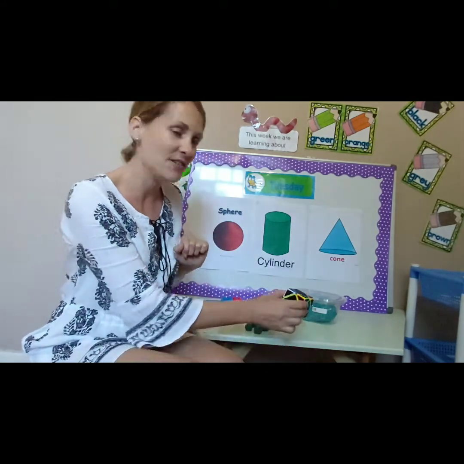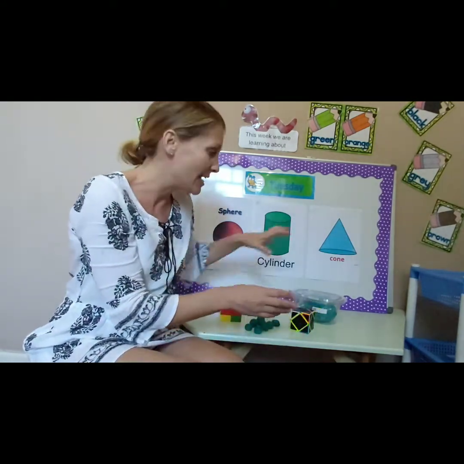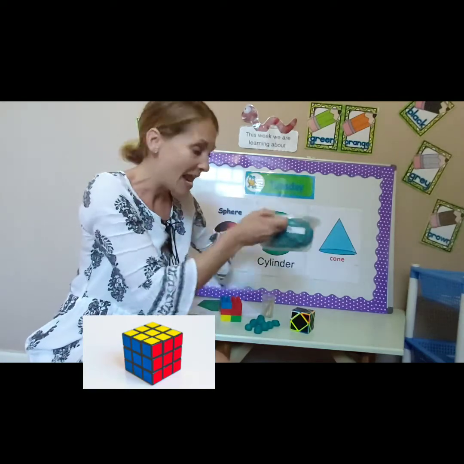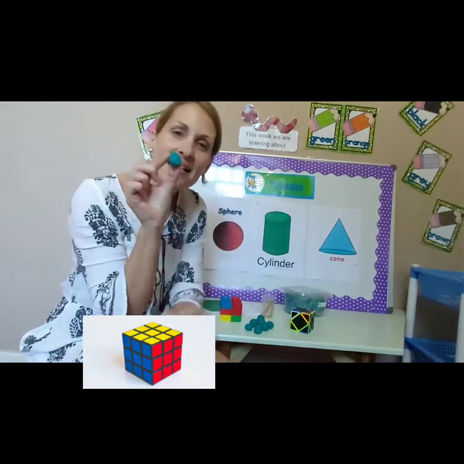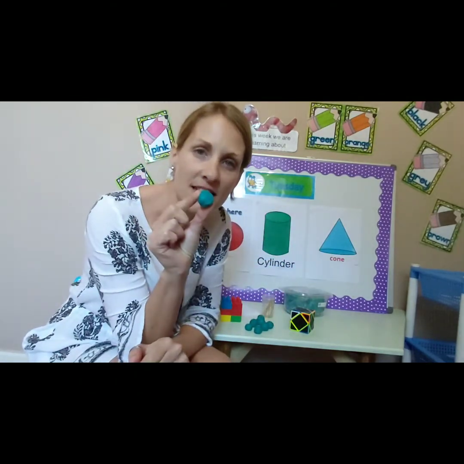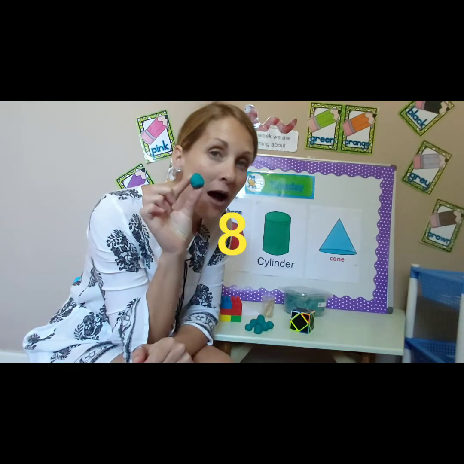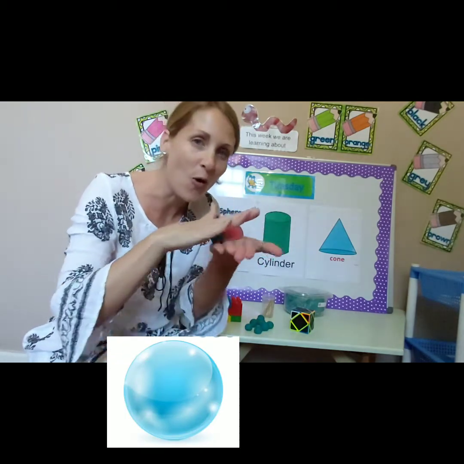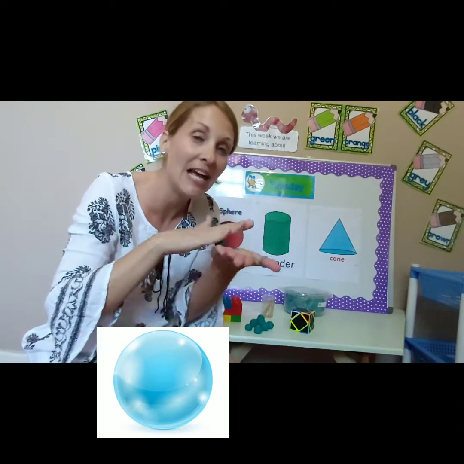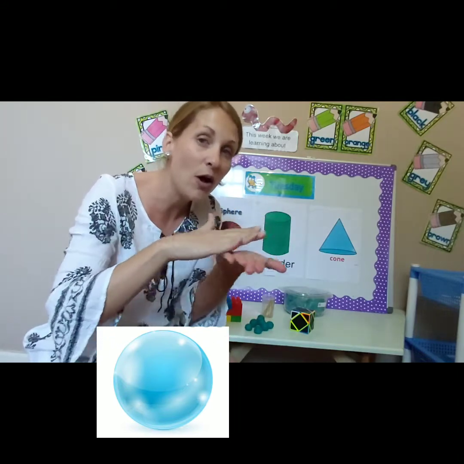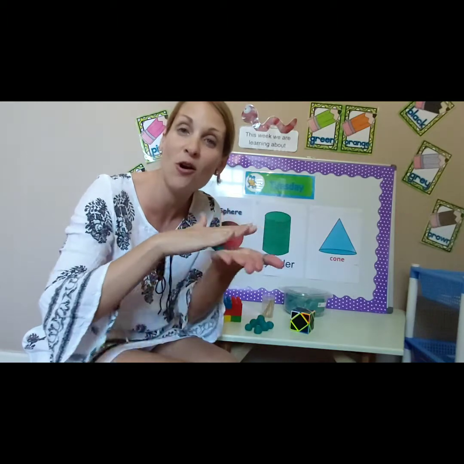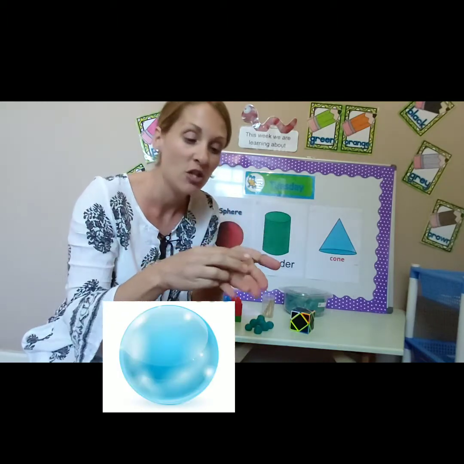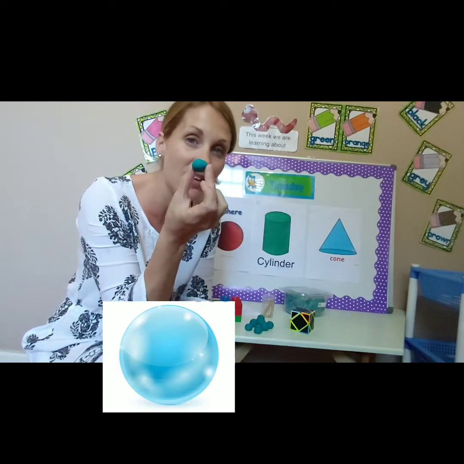The first activity, I want you to get your Play-Doh and make 8 little spheres. 8 little round ball-shaped Play-Doh spheres. Remember, roll, roll, roll the Play-Doh gently into a ball. So I want you to make 8 spheres for me.